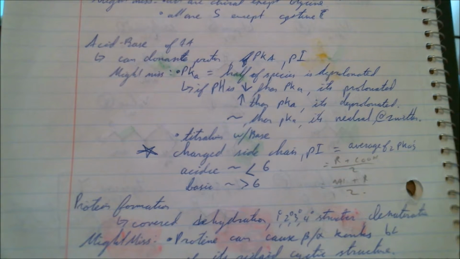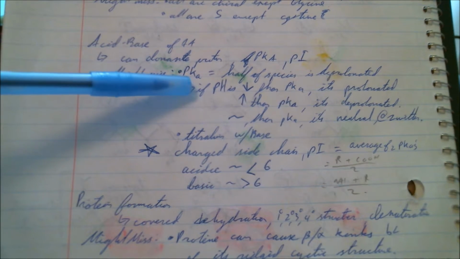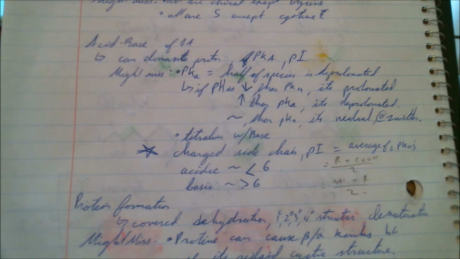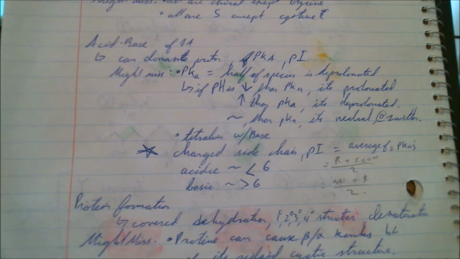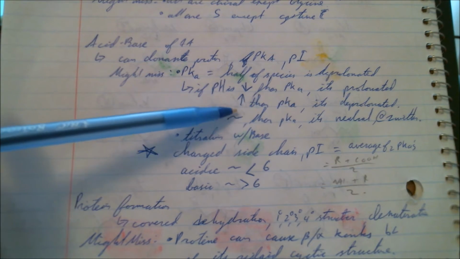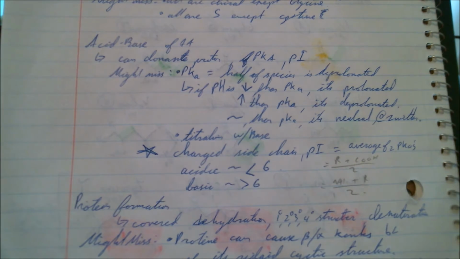So there's some key points here. If the pH is less than the pKa of the amino acid, then it's most likely to be protonated. And if the pH is greater than the pKa, then it's deprotonated. And if it's around the same, then it's neutral. And the neutral amino acid is called a Zwitterion.